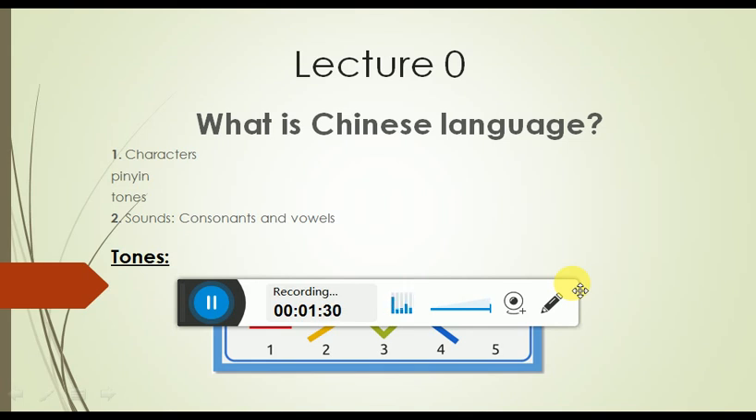The first point is characters. In the Chinese language, there are characters and pinyin. Both are different. Whenever we talk about characters, it means that we are talking about the writing part. A Chinese character is a writing system, and Chinese pinyin is a phonetic system. Basically, the phonetic system records pronunciation. If you want to read books, papers, you must know Chinese characters, or if you want to browse Chinese language.